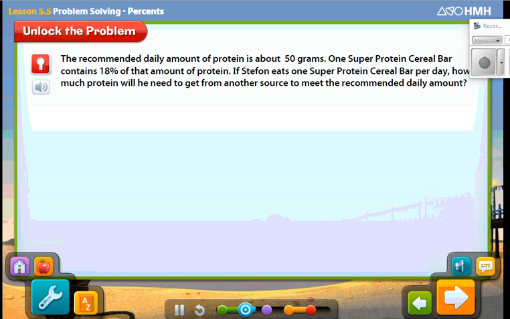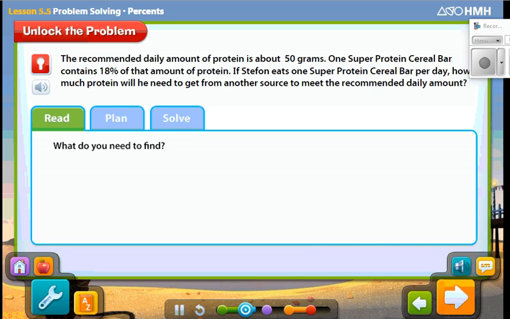Let's help Stefan find how much protein is in his cereal bar. The recommended daily amount of protein is about 50 grams. One super protein cereal bar contains 18% of that amount of protein. If Stefan eats one super protein cereal bar per day, how much protein will he need to get from another source to meet the recommended daily amount? Let's unlock this problem.